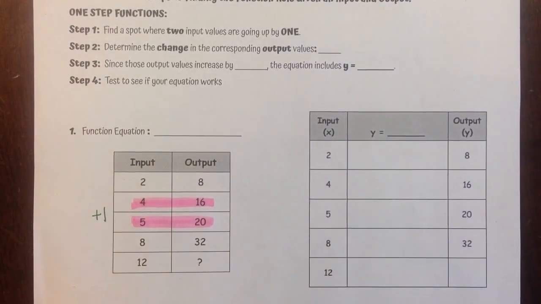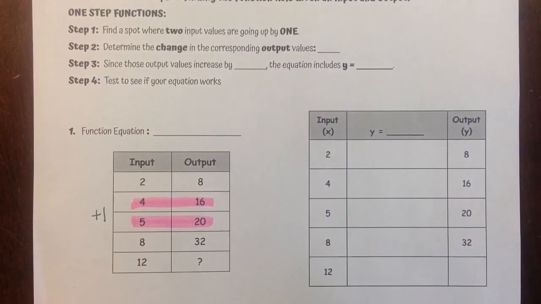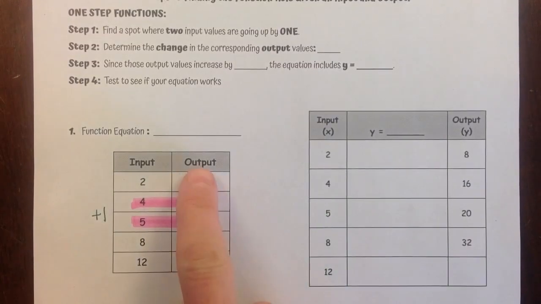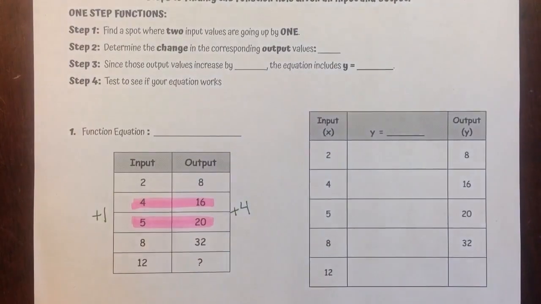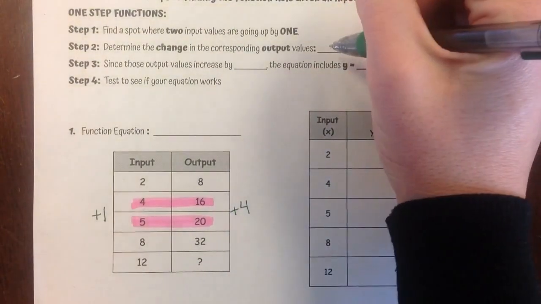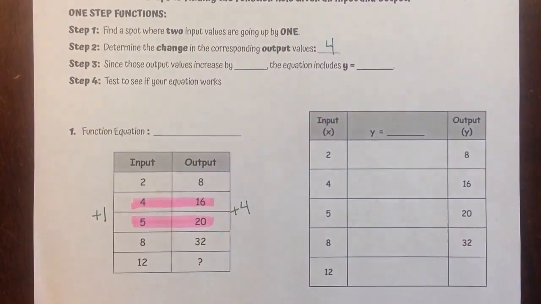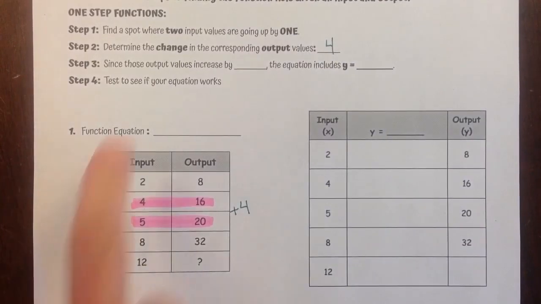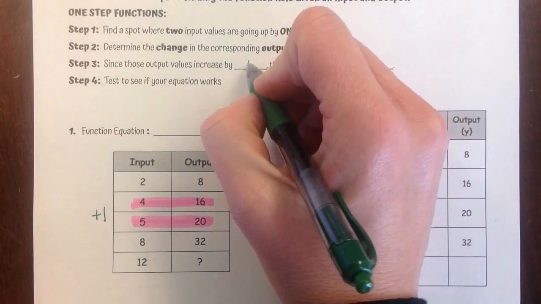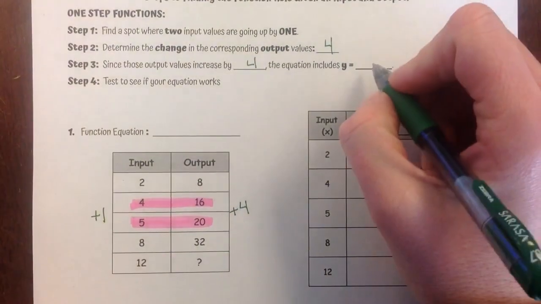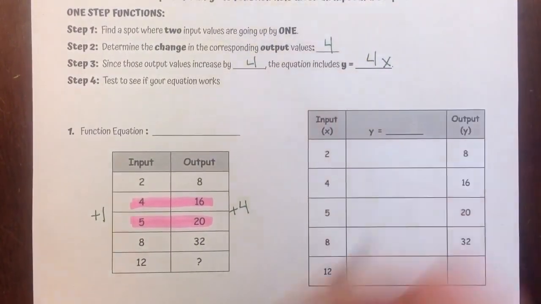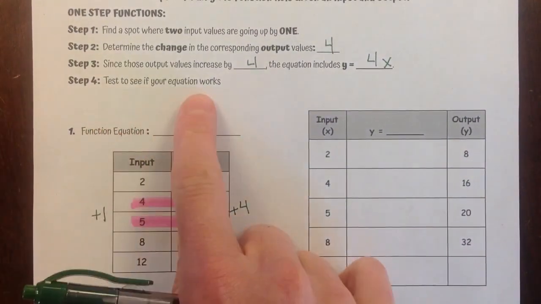So then I'm going to do step 2, determine the change in corresponding output values. So I look here at my output values and I say between 16 to 20, how many do I need to add? And there's a difference of plus 4. So my output value change is 4. Step 3, since those output values increase by 4, the equation includes y equals 4x. And then you need to test to see if that works.